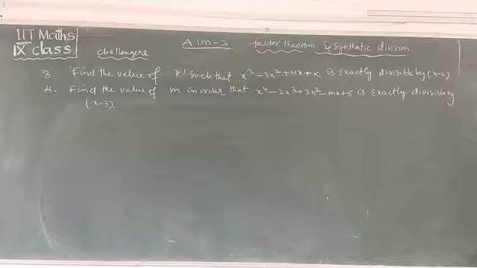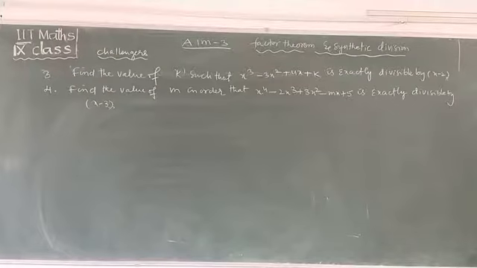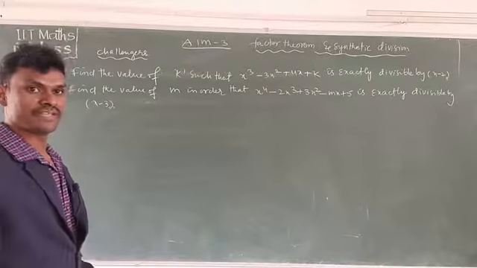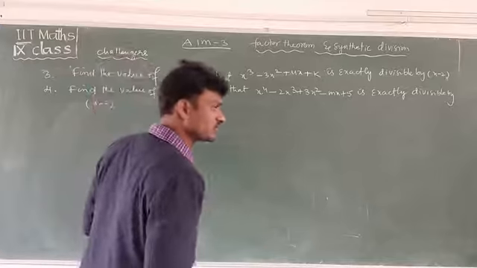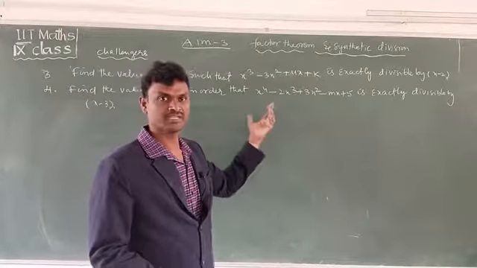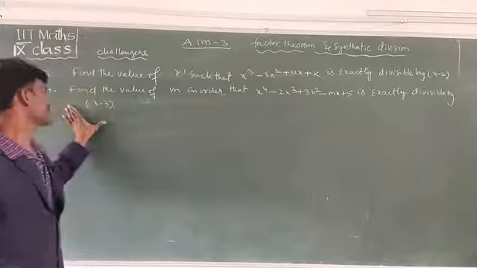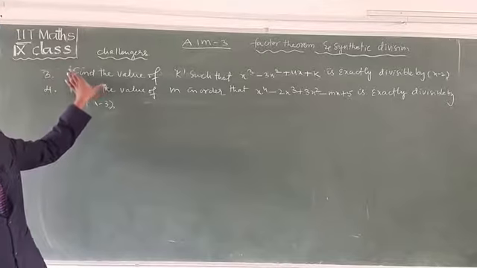Okay, now here two problems as given. First, third one is find the value of k such that x cube minus 3x square plus 4x plus k is exactly divisible by x minus 2. It is exactly divisible by x minus 2 means x minus 2 is a factor and at the same time its remainder is equal to 0. Then here also fourth one also same. I will explain fourth one. You can try third one.